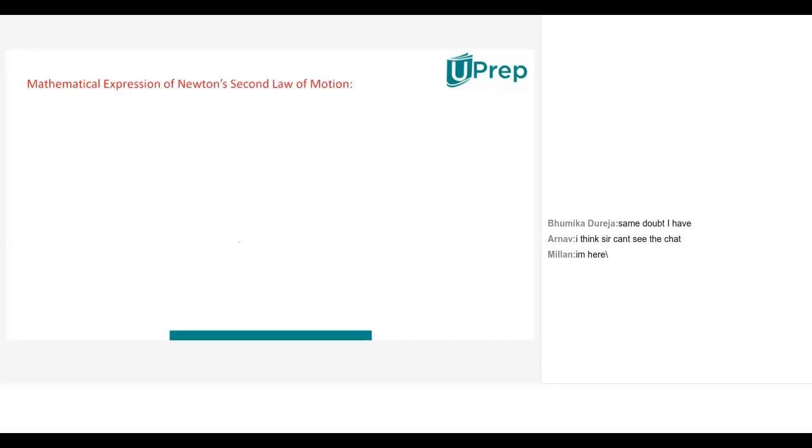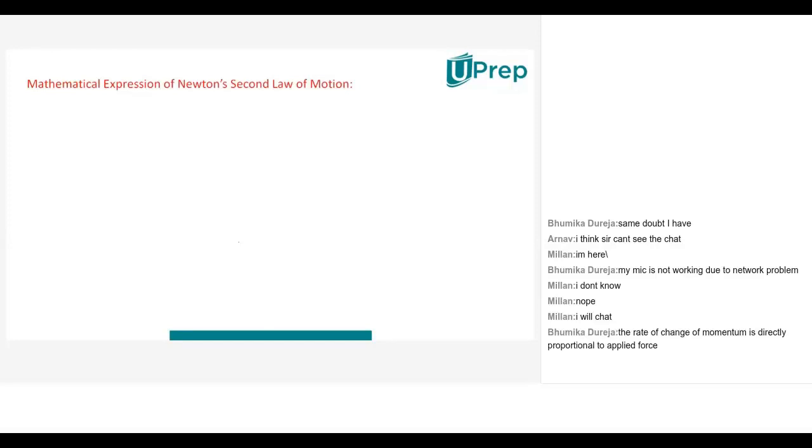So that is what Newton's second law of motion is, and the mathematical expression for Newton's second law of motion generally will be F is equal to ma. And what is F? Tell me. Force. What is m? Mass. a means acceleration. Very good. So this is the expression for Newton's second law of motion, and how we have to derive it, that you have to understand.